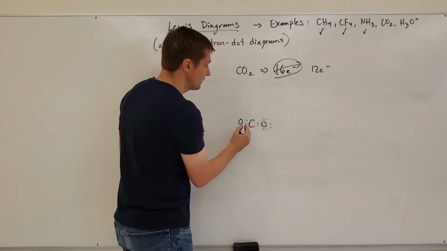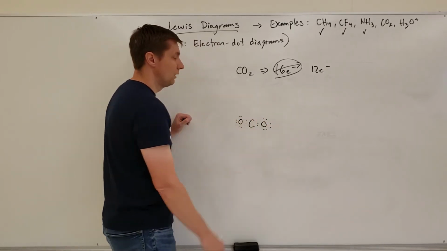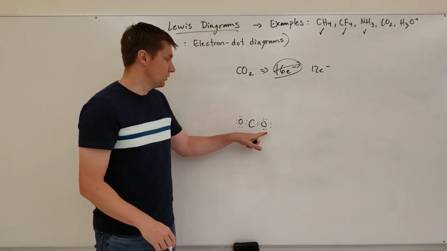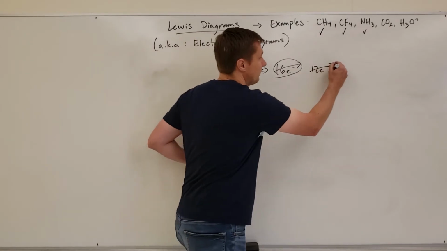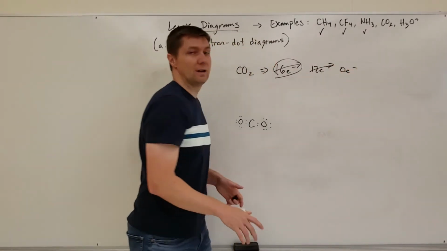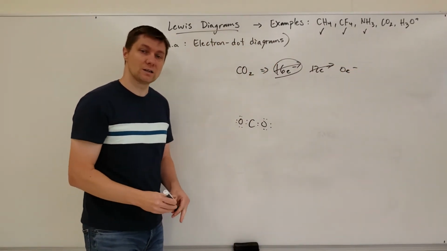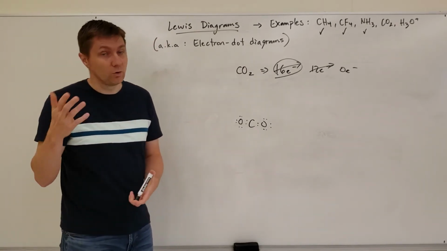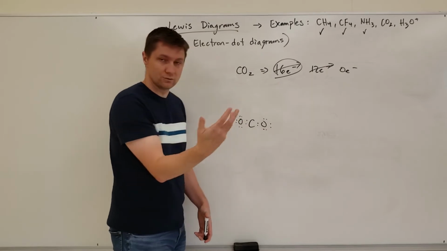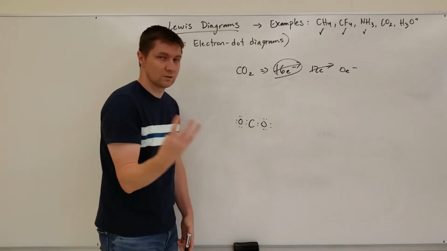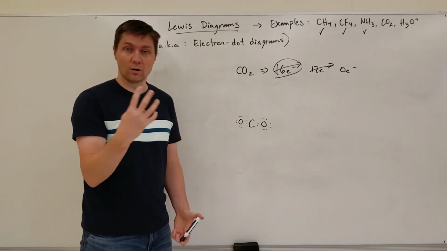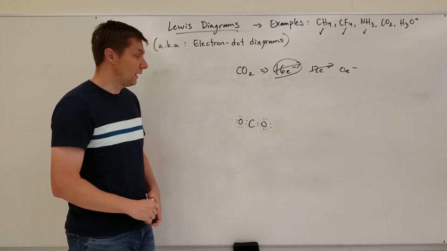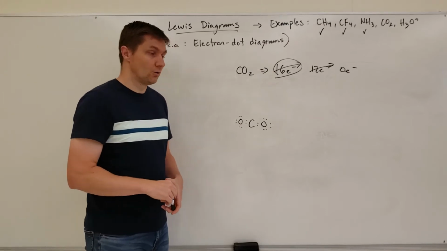So 2, 4, 6, 8, 10, 12. And I just fill each peripheral atom as I go. And so you can see I've got 12, I'm at 0. So now my rule here is I'm going to check the octets to make sure that every atom in the diagram has a full octet. I look at the oxygens, those octets are full, but I look at the carbon, the carbon only has 4 electrons in its octet, and that's not full. So I have a problem here.